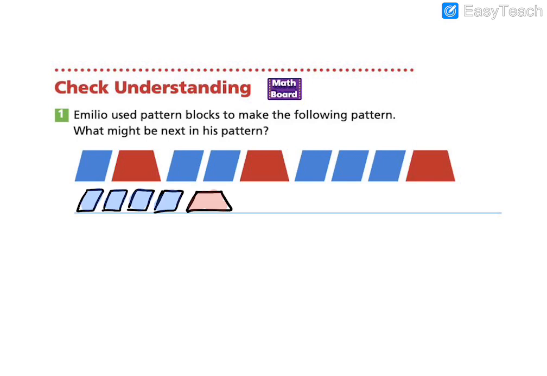What's the rule here? So our rule is that we're adding one blue parallelogram each time. Okay, so our red trapezoids never change, but our parallelograms, there we go, we add one additional blue one to each row.